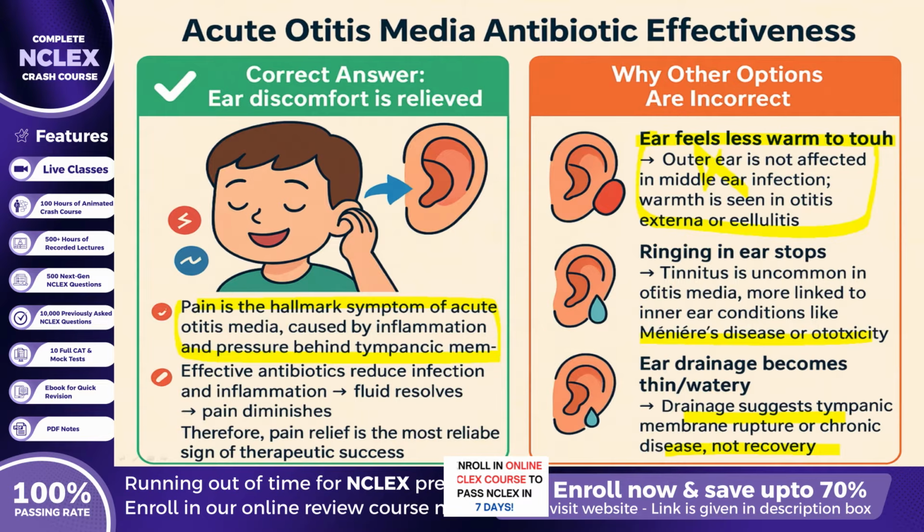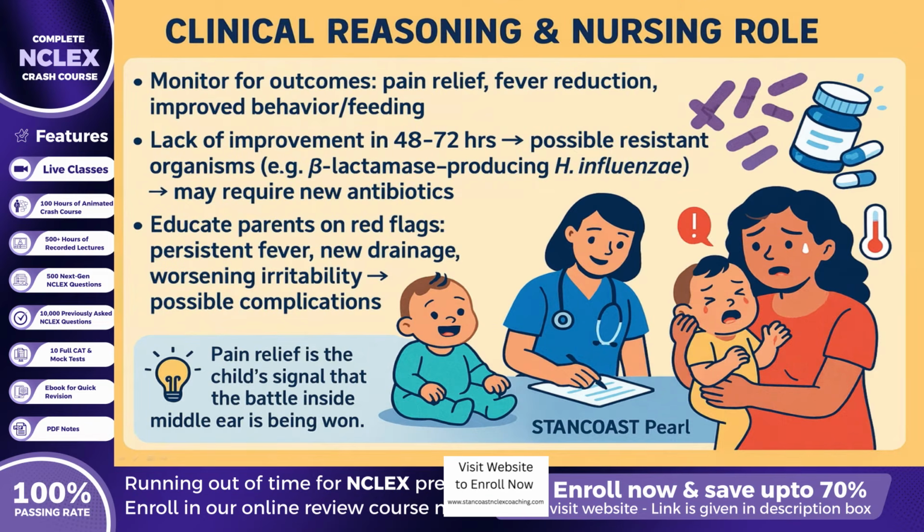therapy. From a clinical reasoning perspective, the nurse must always monitor for outcomes that reflect both safety and true therapeutic progress. Effective antibiotics should relieve pain, reduce fever, and improve the child's behavior and feeding patterns. Failure to see improvement within 48 to 72 hours suggests resistant organisms, such as beta-lactamase producing Haemophilus influenzae, and may require a change in antibiotic therapy.